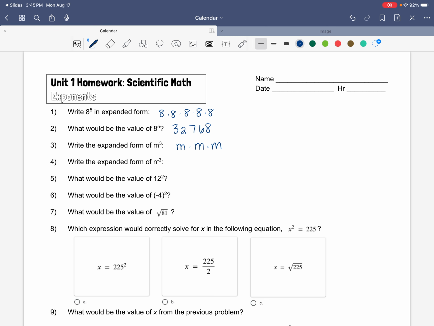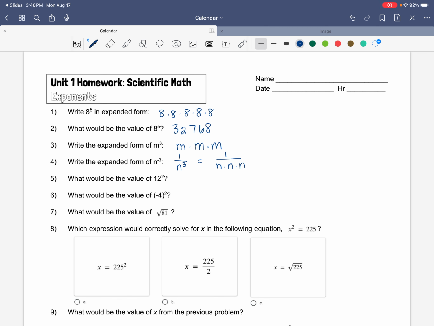For number 4, it wants us to write the expanded form of n to the negative 3rd. Remember, we have special rules whenever we have negatives. When we have negatives, it's going to inverse the n, or the base. So we're going to have 1 over n, and instead of negative 3, we're going to have positive 3. So we fixed that, but then it wants us to expand. So we're going to have 1 over, and then n to the 3rd means I'm going to have 3 n's that are multiplied together on the bottom. So if you didn't have the completely expanded form, make sure you add that to your worksheet.